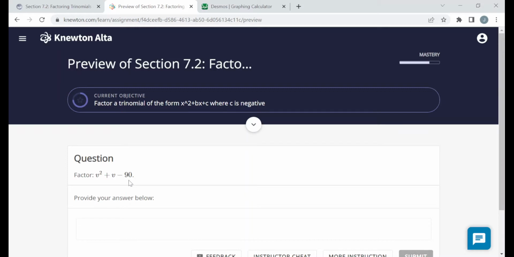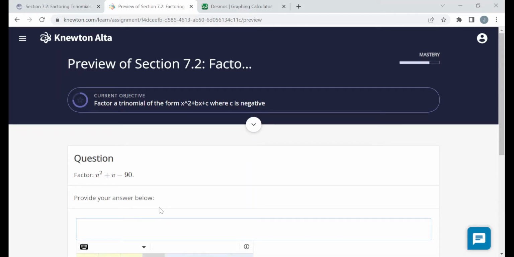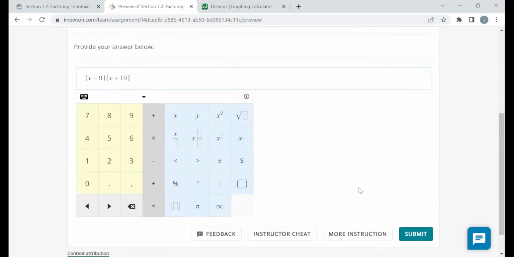All right, so the factors of negative 90 that add up to positive 1 are negative 9 and positive 10. Right, negative 9 times 10 would be negative 90. Negative 9 plus 10 would be positive 1. And because the lead coefficient is 1, I don't need to do any extra work. This is just v minus 9 times v plus 10. Right, using the negative 9 and positive 10 that I stated earlier. Or v plus 10 times v minus 9.